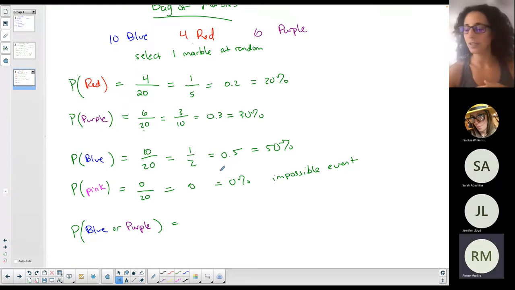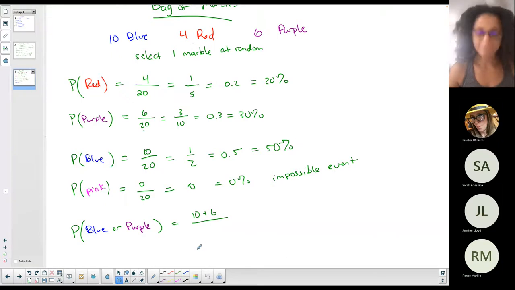10 plus 6? Yes, out of a total of 20. Yep. It's called the addition rule. When you have the or case, I'm going to come back to that. So either one is a possibility. Either one is fair game. Either one makes me happy. I don't care if it's blue or purple, as long as it's one or the other.